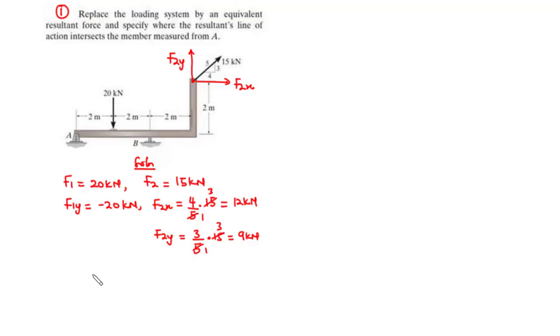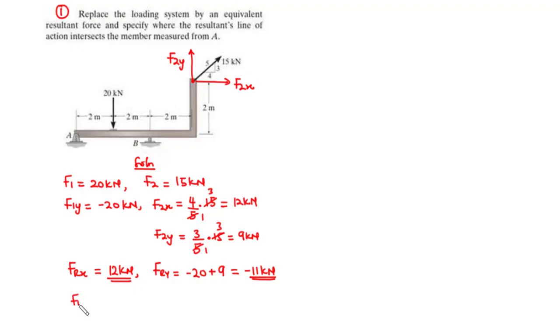So next, let's find the sum of forces along the x-axis. So we have that to be Frx, and that is equal to 12 kilonewtons. And then for Fry, that is equal to, we have the value for F1y, which is negative 20, plus F2y, which is 9, and so we have this to be negative 11 kilonewtons.